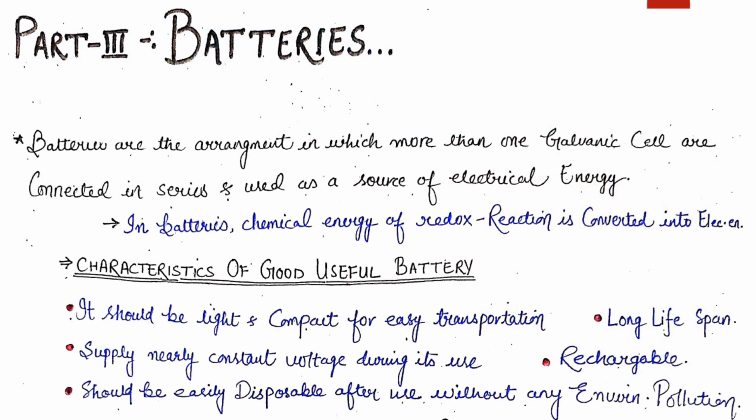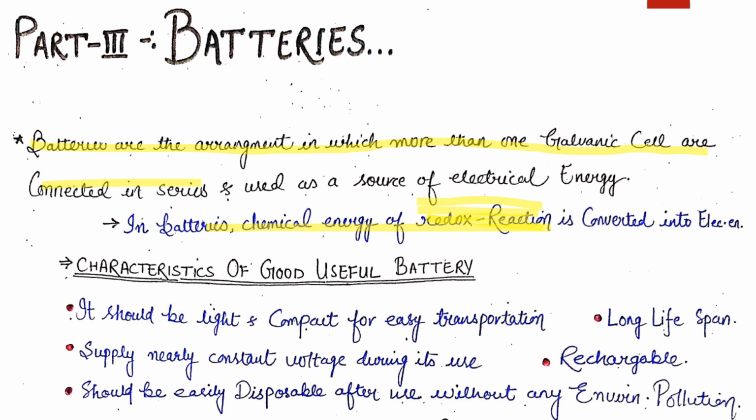Batteries. Batteries are obtained when cells are connected in series. When 2, 3, 4 or more cells are connected in series, what we obtain is called the battery. It means we can say that batteries are collections of cells. Batteries are the arrangement in which more than one galvanic cell is connected in series. Okay? Batteries are used to convert the chemical energy stored in them into electrical energy by using the reaction we call the redox reaction.